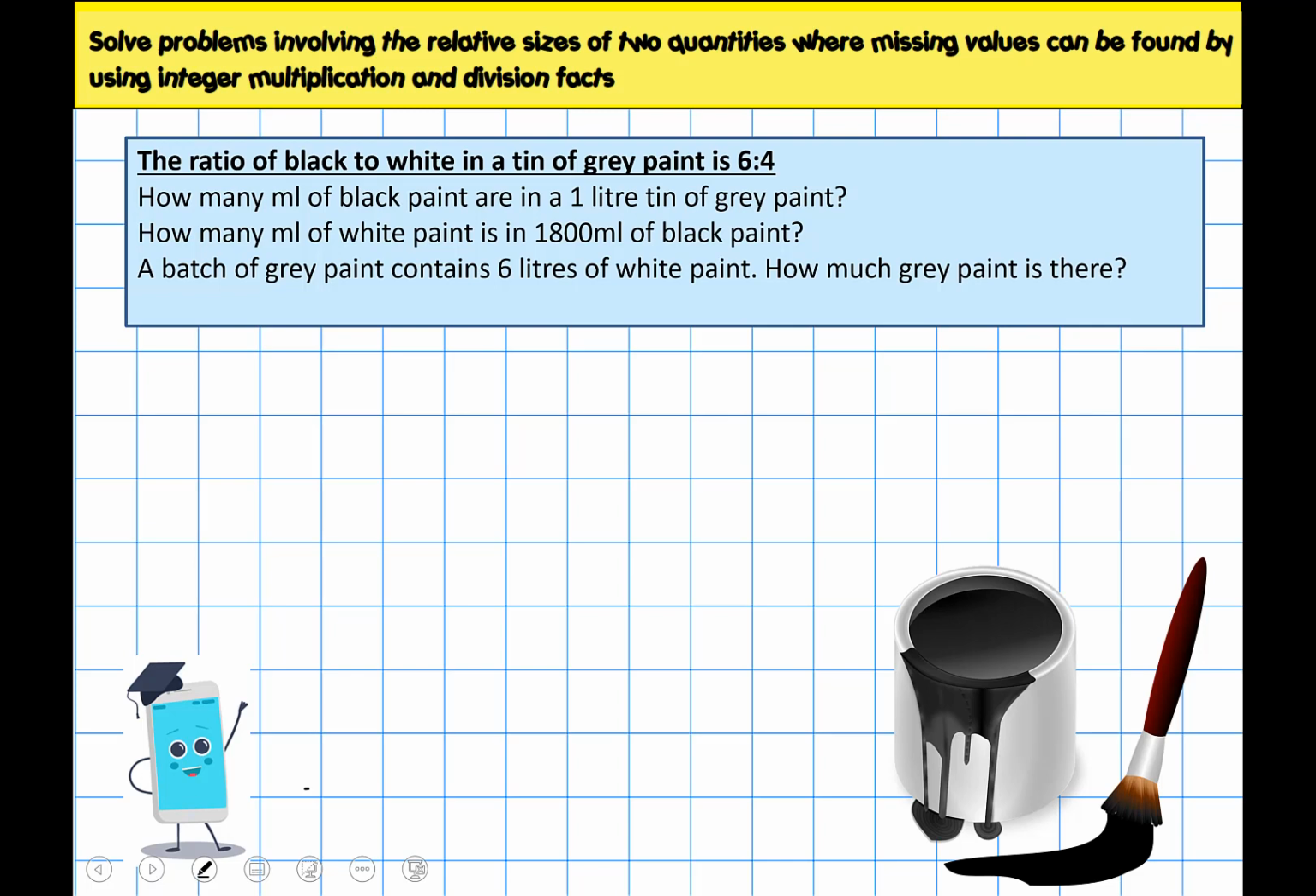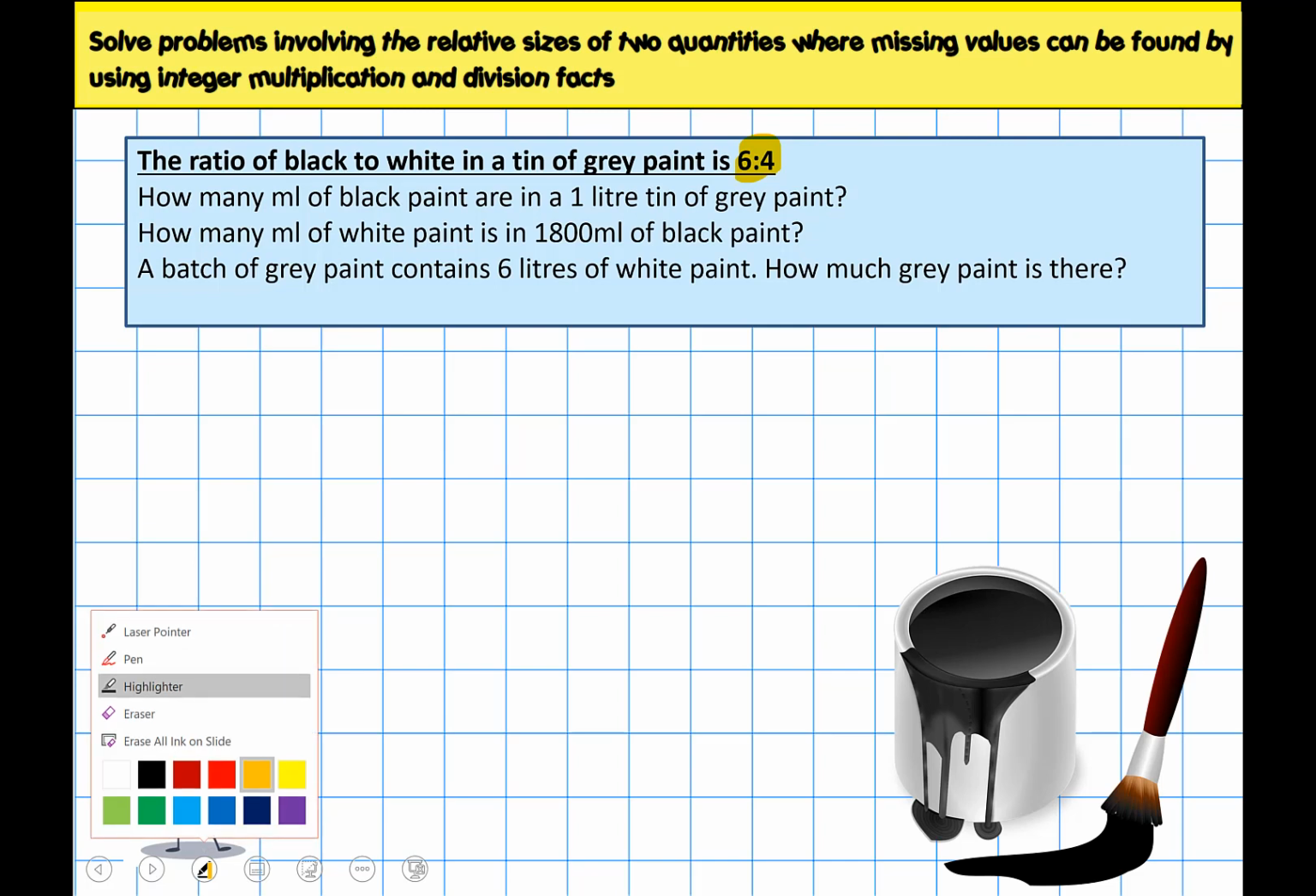The ratio of black to white in a tin of grey paint is 6 to 4, so that's important information. How many millilitres of black paint are in a 1 litre tin of grey paint? How many millilitres of white paint is in 1800 millilitres of black paint? And finally, a batch of grey paint contains 6 litres of white paint. How much grey paint is there?